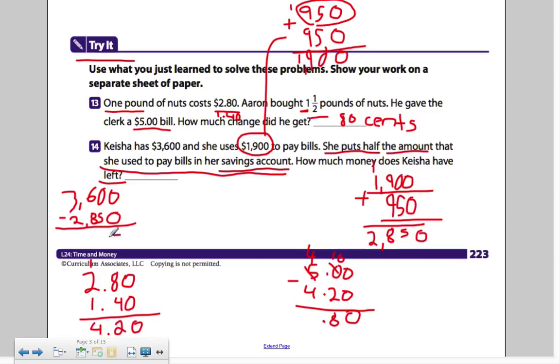0 minus 0 is 0. You can't do 0 minus 5, so you better borrow. That turns him into a 10. 10 minus 5 is 5. You can't do 5 minus 8, so we got to borrow again. That turns him into a 2 and that into a 15. 15 minus 8 is 7. And 2 minus 2 is nothing. How much does Keisha have left? $750.